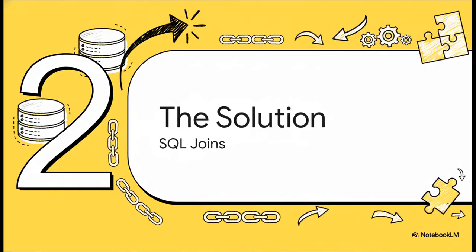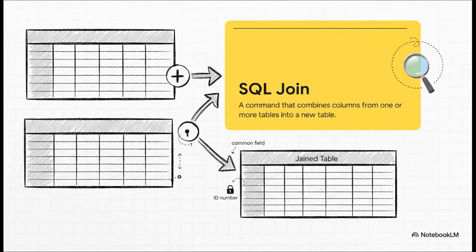And that, my friends, brings us to the hero of our story, the SQL join. The SQL join is the magic command that lets us weave all that separated data back into a single, unified view. This is literally the relational part of a relational database. It lets us stitch tables together based on a common piece of info, like an ID number.